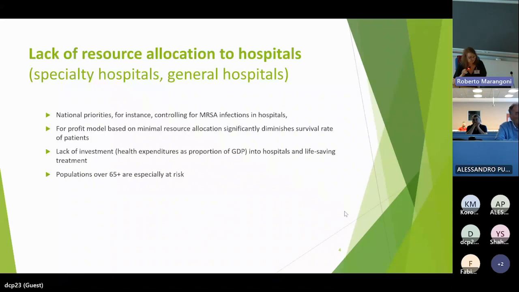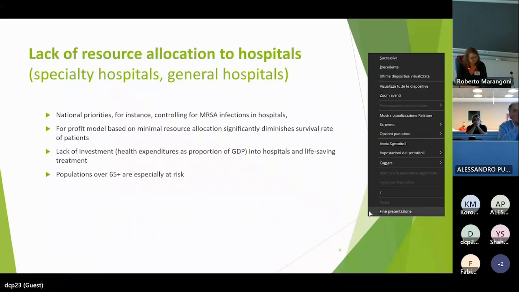And if we had known, we would have gone back to the US, where life-saving treatment is available, and that populations over 65 are especially at risk.